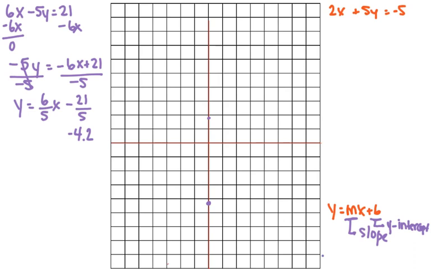So 1, 2, 3, 4, 5. Here is my point at 1.8. And then I moved over 5 units, so there's my next point.